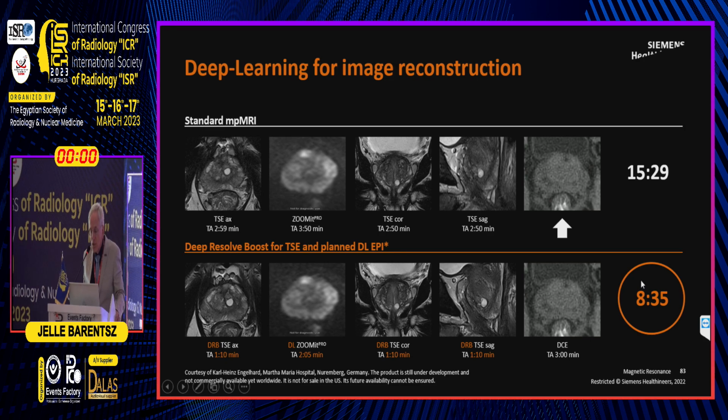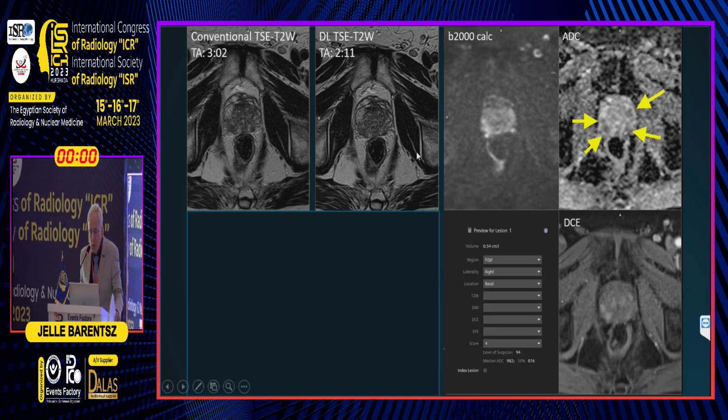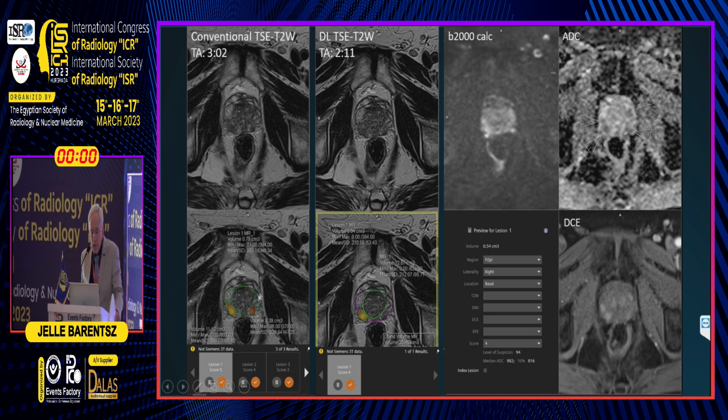Artificial intelligence directed techniques. Also interpretation. In this patient, we are not sure about the diagnosis. However, artificial intelligence can help and gives us a probability map that there is a lesion. And now we can look at the images. Is it a lesion, yes or no? So we rule out lesions based on AI.